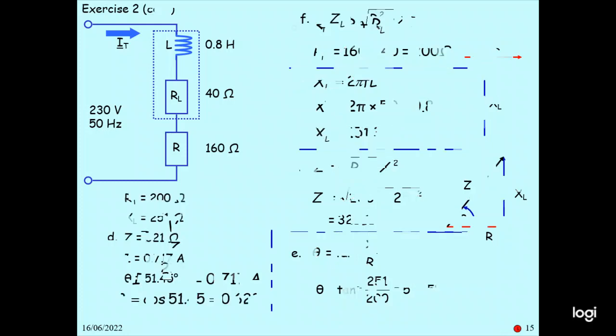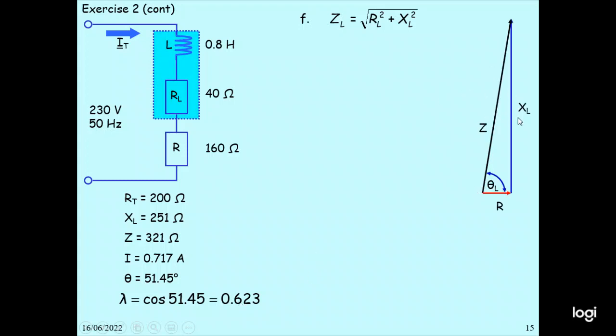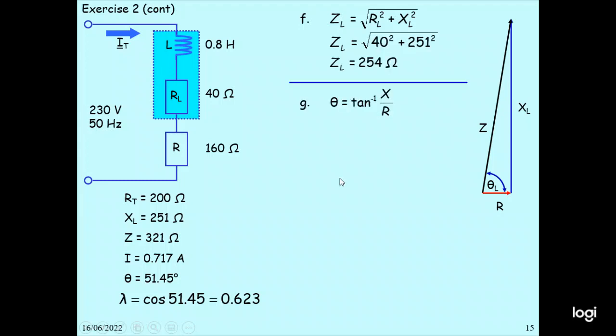And also Z equals square root of R square plus XL square. So R value is 200 ohm, XL is 251 ohm, Z is 321. Current I is 0.717 and theta is 51.45. So lambda is cos 51.45, you get 0.623. This is the one for the coil, with impedance Z equals square root of R square plus XL square. So Z is the square root of 40 square plus 251 square, 254. Theta is tangent inverse XL by R. So tangent inverse 251 by 40, 80.9 degrees.